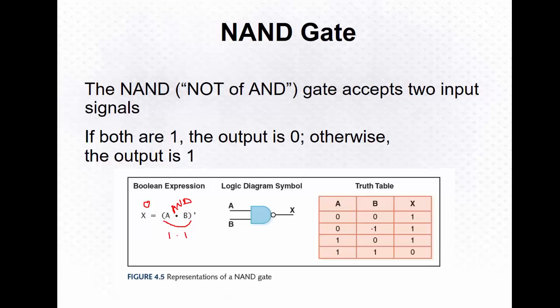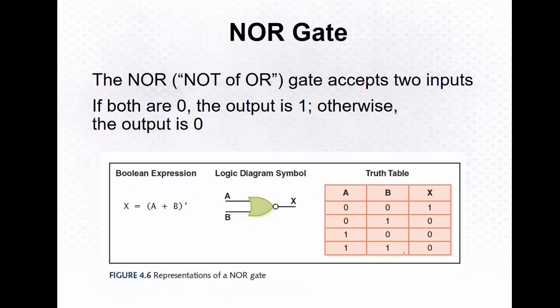A 0 and 1 is 0. NOT it. That's what NAND is. NAND is NOT AND. So a 0 becomes a 1. A 1 and 0 is 0. We NOT it. It's a 1. A 1 and 1. Oh, that's 1. But we NOT it, and that's a 0.